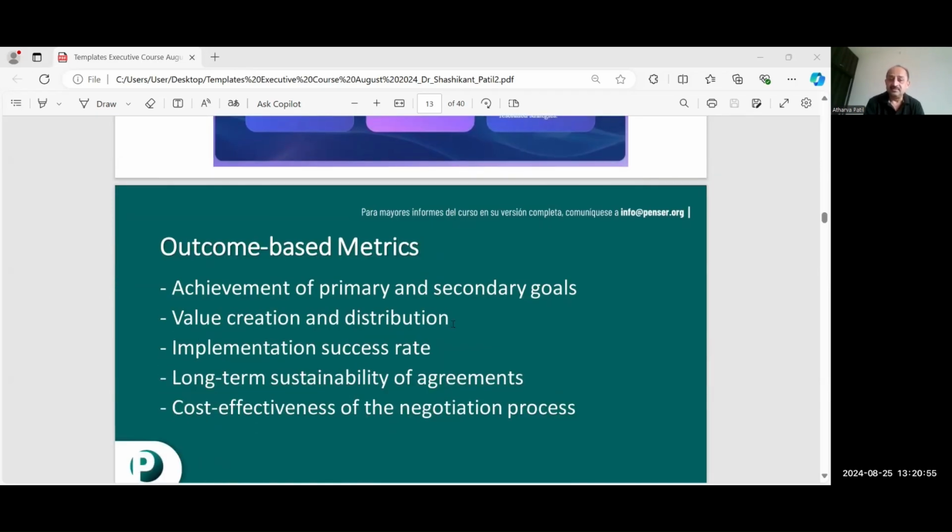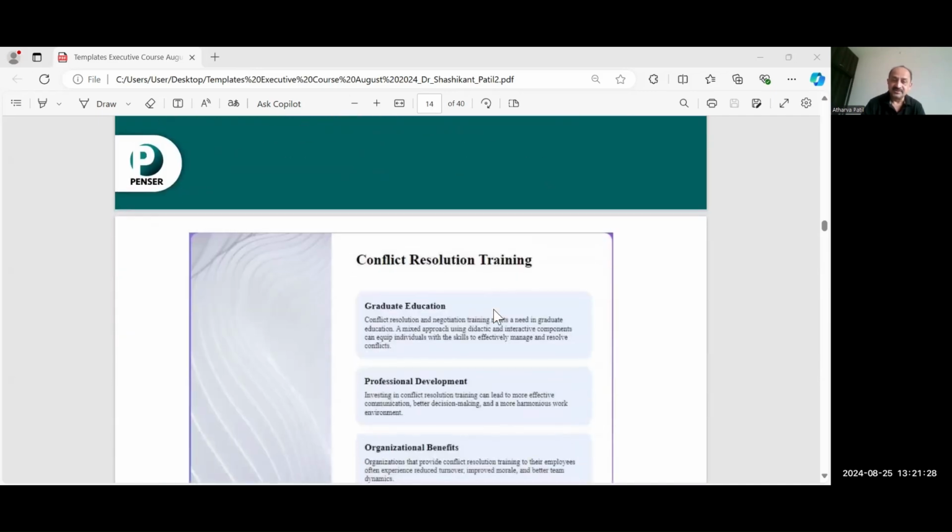So the second metric is the outcome-based metric of evaluation. You have to set your primary goals, secondary goals, short-term goals, long-term goals, and you have to give a scope for achievement. Then you have to create value and distribution. Then you have to implement the success rate. You have to work wisely on the long-term sustainability of agreements. Also, you have to see the cost effectiveness of the negotiation process, and you have to develop negotiation skills. And there are different strategies for acquiring negotiation skills.